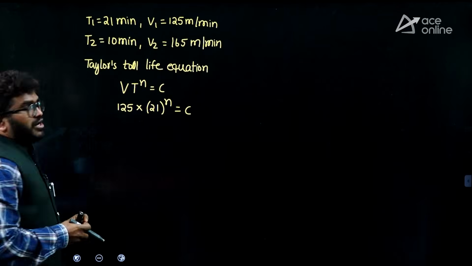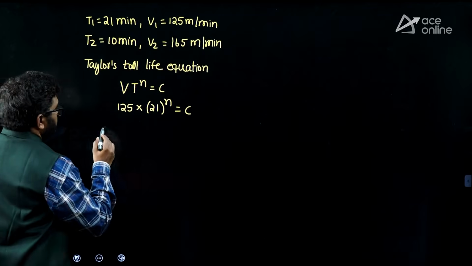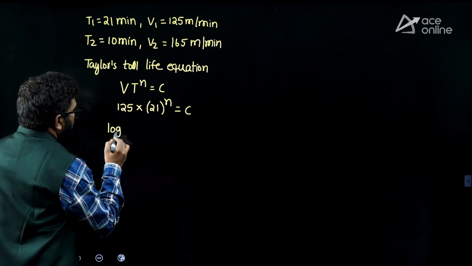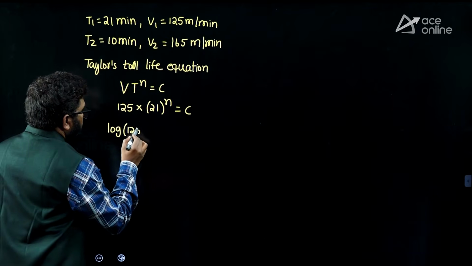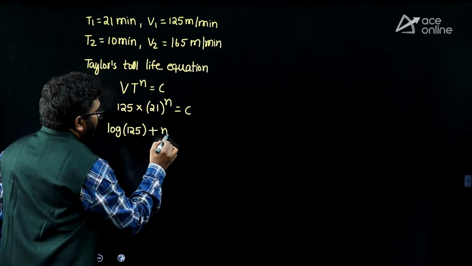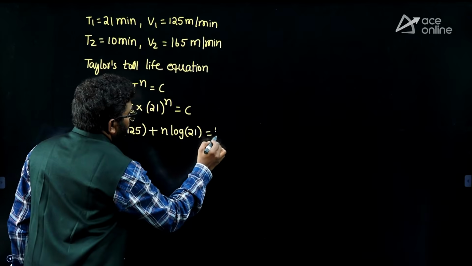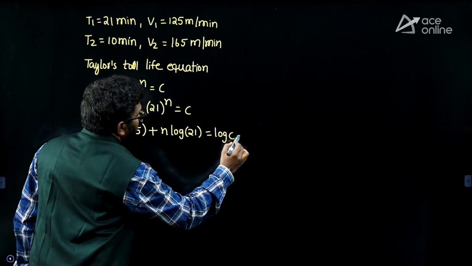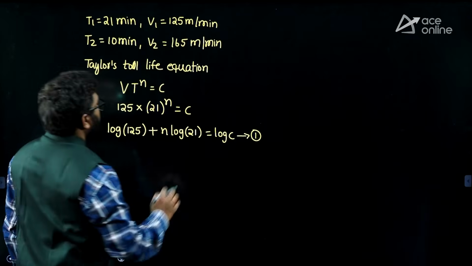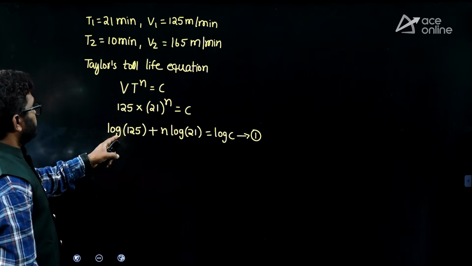I'll apply the log on both sides, so that it is easy. Log 125 plus n log 21 is equal to log C. This is the first equation.